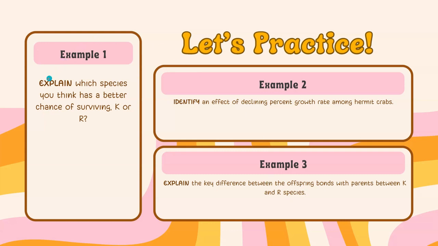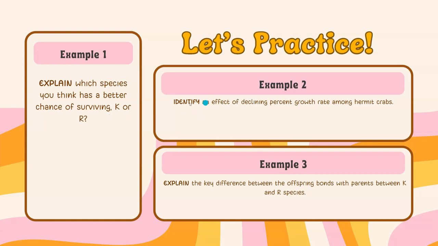Alright, so explain which species you think has a better chance of surviving, K or R. Well, let's look at the facts. A K-selected species has less population, but they care for their offspring, so they're more likely to survive. While R-selected species populate fast, but fewer of them are likely to survive since they don't care for their offspring. So K would be the best answer.